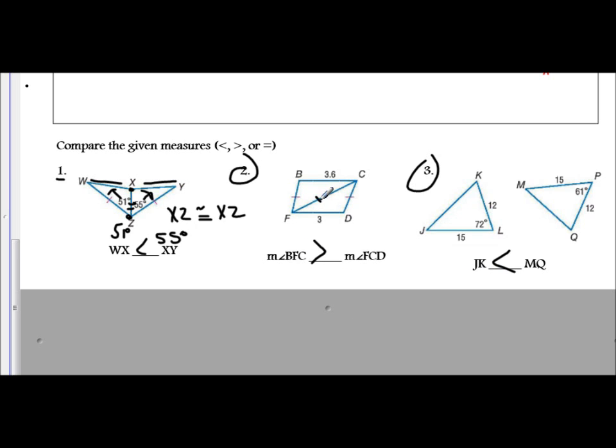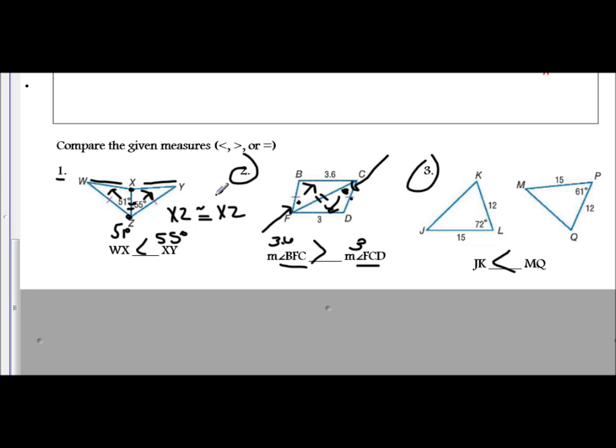All right, so we have the shared side FC, so we know that FC in triangle BFC is congruent to FC in triangle FDC. So here's our side. Our included angle is here, and our side. Here's our side. Our included angle is here, and our side. So BFC is here. It is opposite the 3.6. And FCD is here. It is opposite the 3. So because 3.6 is the bigger side, then angle BFC is greater than FCD.